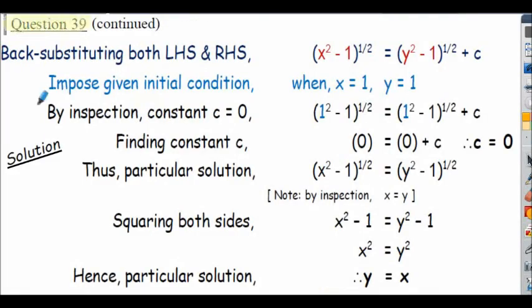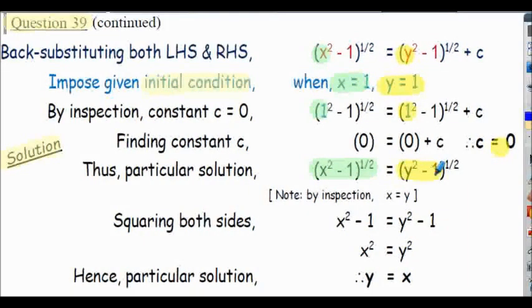And question 39, solution continued. We impose the initial condition given here, and then x is equal to 1, y is equal to 1, inserting for x the value of 1, inserting for y the value of 1. But it's clear to see that the constant will be 0. Again, I think it's clear to see at this stage that x equals y. That's what the final solution states.